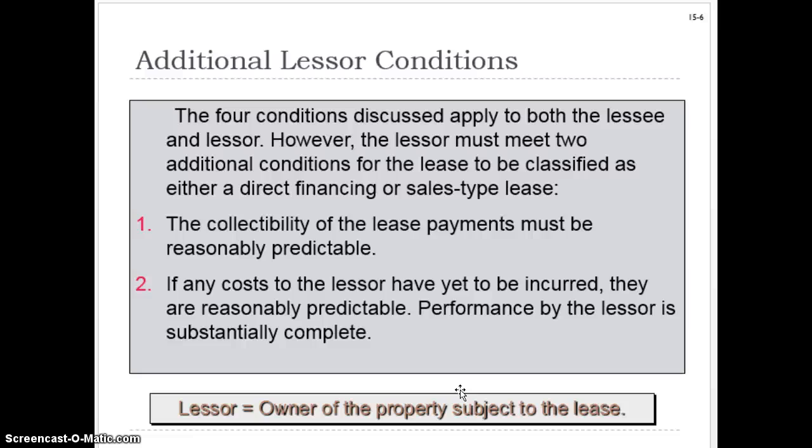The lessor also has to be convinced that they will collect the lease payments and that they're reasonably predictable, right? It's not really a sale or a capital lease if you're not sure you're going to get paid for the lease. All right, you don't want to be recording revenue that you haven't actually earned. And the other piece is that any costs the lessor has yet to incur are reasonably predictable. All right, performance by the lessor is substantially complete. So the lessor has done pretty much the majority of what it needs to do to ensure that this lease is good to go. Okay.